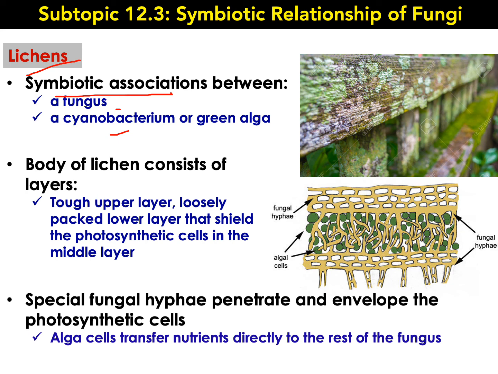The body of the lichen consists of many layers, which is the tough upper layer, and then the loosely packed lower layer that shields the photosynthetic cells in the middle layer. Special fungal hyphae penetrate and envelop the photosynthetic cells. The algae cells then transfer nutrients directly to the rest of the fungus.